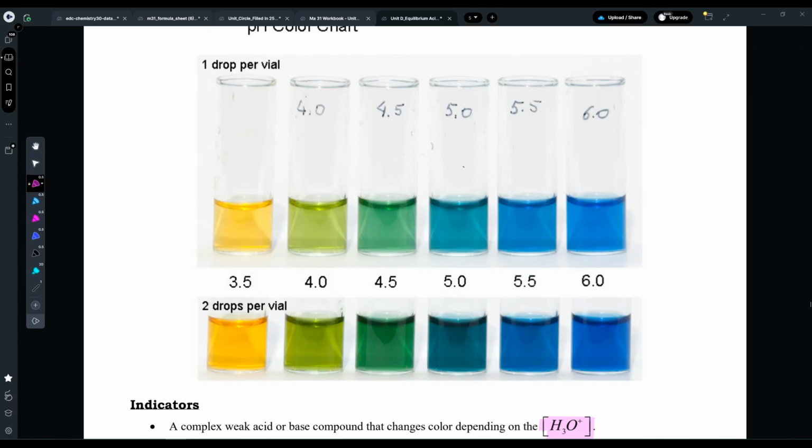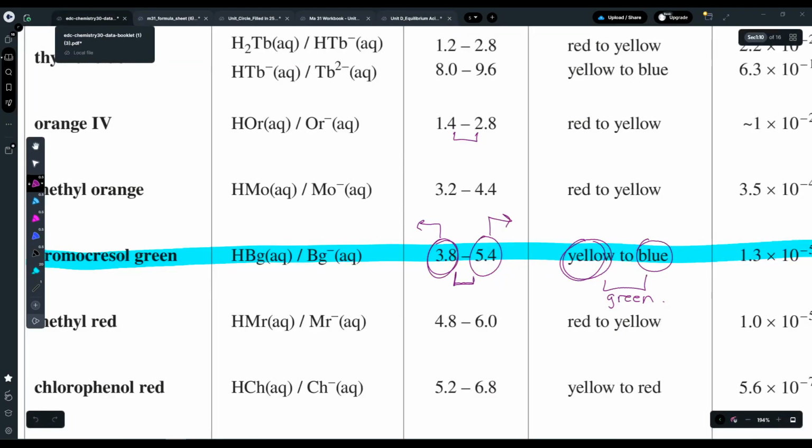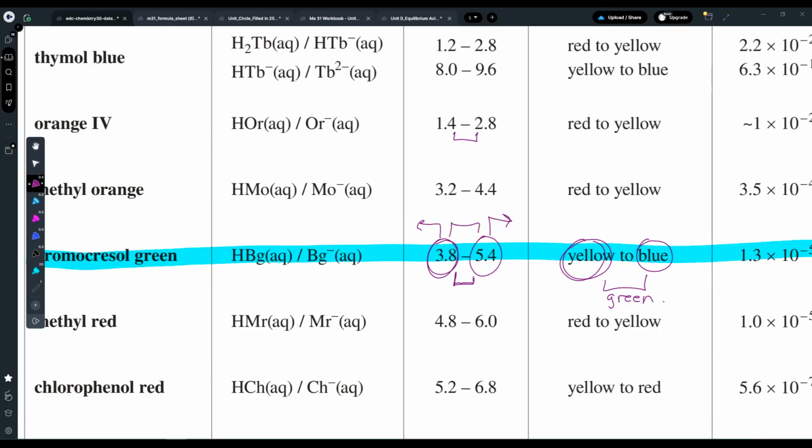So the endpoint of indicators occurs within the range that's talked about in the data booklet here. The endpoint occurs somewhere for bromocresol green between 3.8 and 5.4. That's just because bromocresol green is really good at telling you the pH of a solution when it's in this narrow range. It can't tell you the exact pH, but it can tell you at least a smaller range than using something like litmus paper.